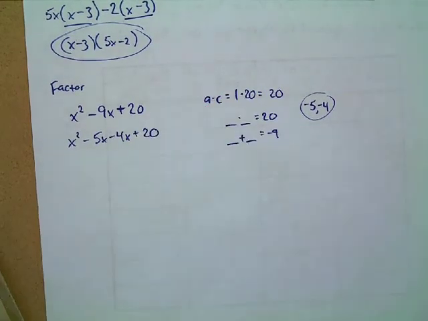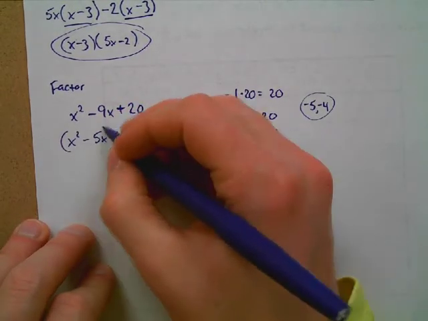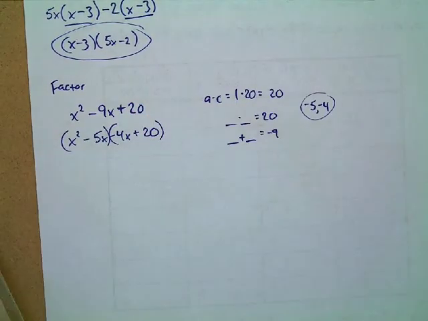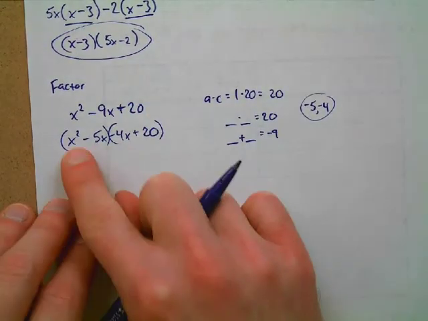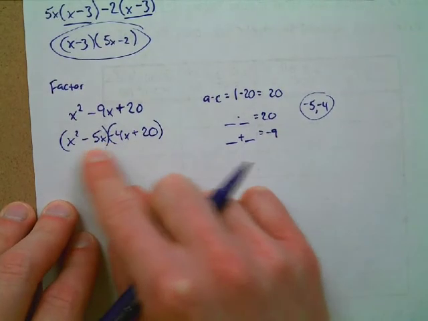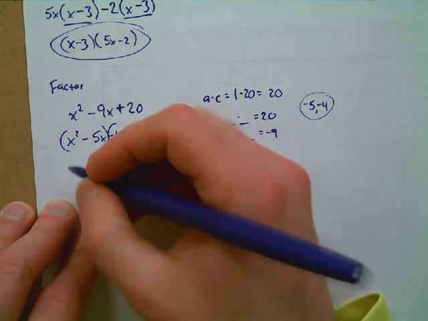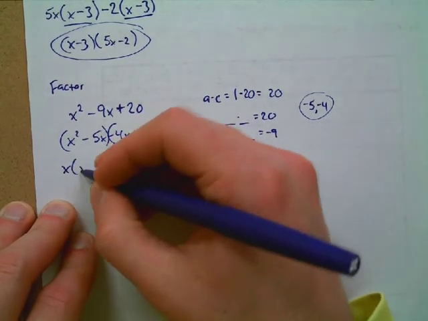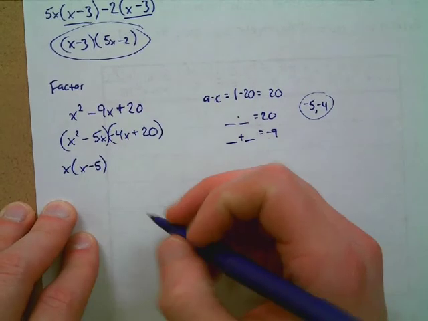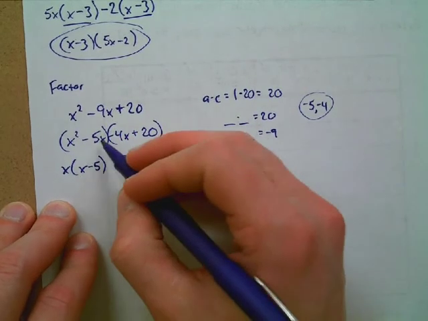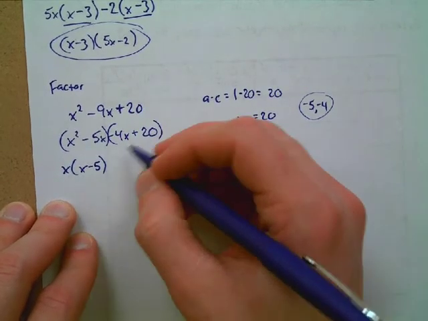Okay, so we'll break up that minus 9x. Group the first 2, group the second 2. What can we take out of that first group? What's in common to both of these? The x. And so I'll have an x minus 5 left over. X squared, take out an x is x. 5x, take out an x is 5. What about from this group? What can we divide out of this group?